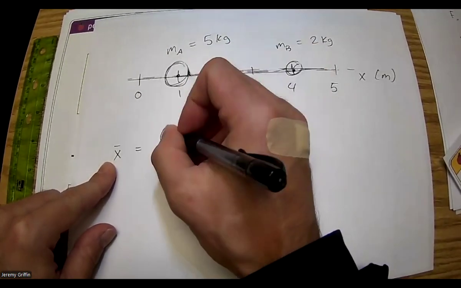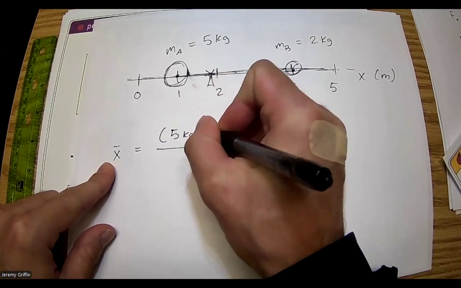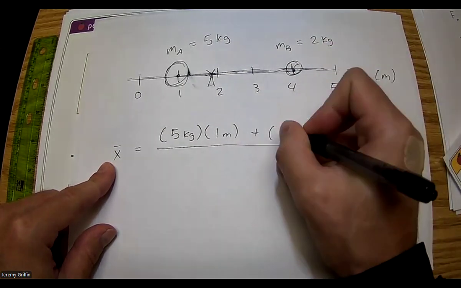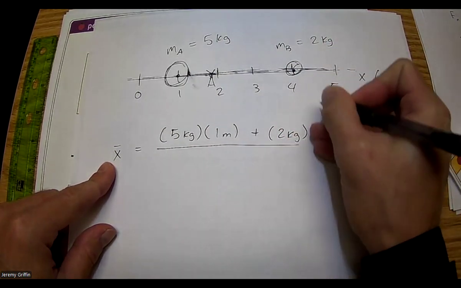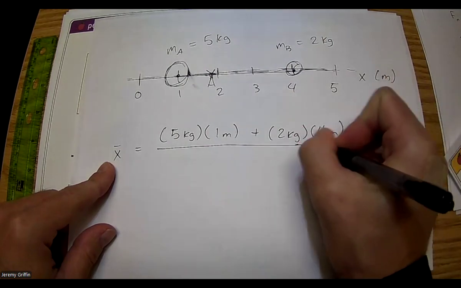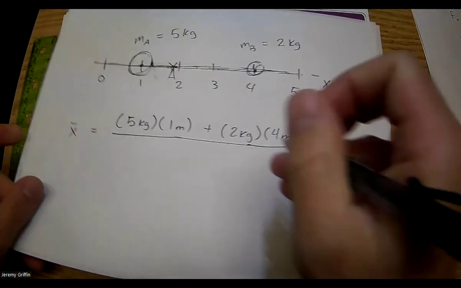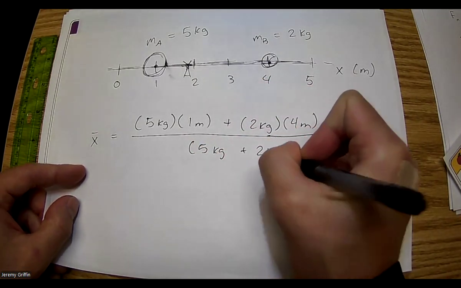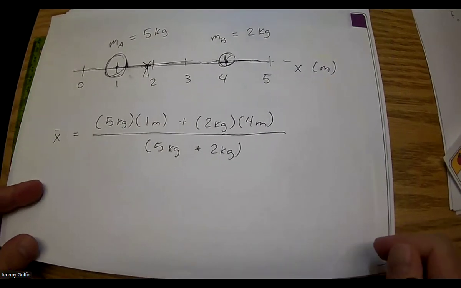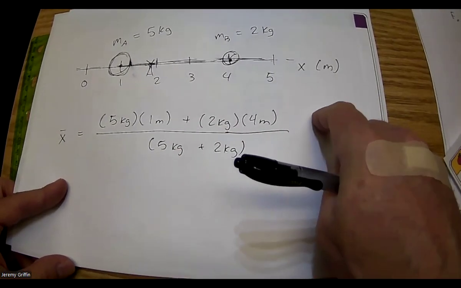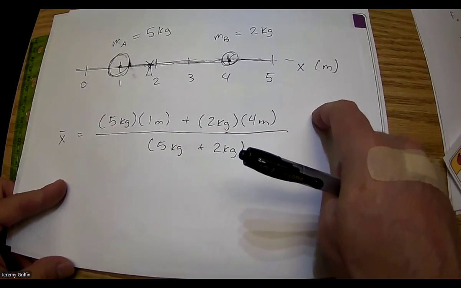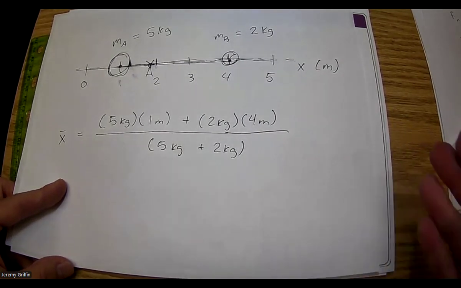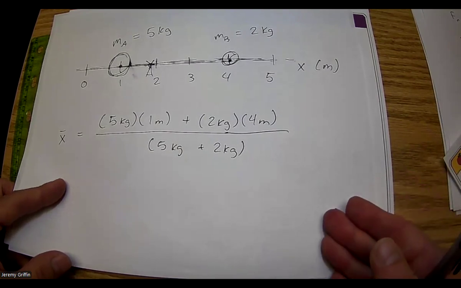I need mass 1, which is 5 kilograms, times this location, which is right at the 1 meter mark, plus the 2 kilograms, which is over here at the 4 meter mark. And that's all divided by the sum of the masses, 5 kilograms plus 2 kilograms. You guys see that would work, right? Because mass times position, you add all this up, you get kilogram meters. Then if you divide by the sum of masses, the mass unit kilograms goes away and you're left with meters, which could describe some position. It's just a weighted average.